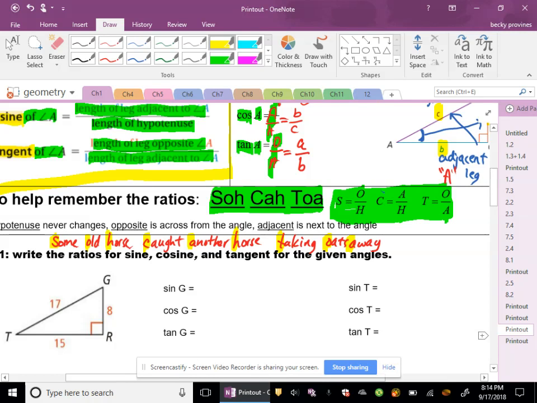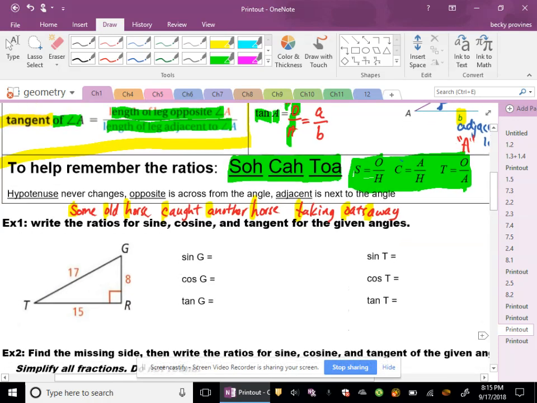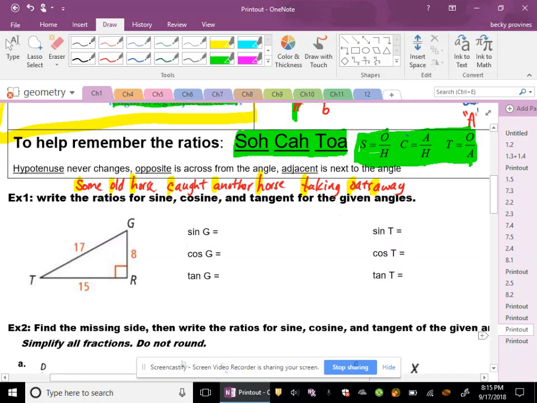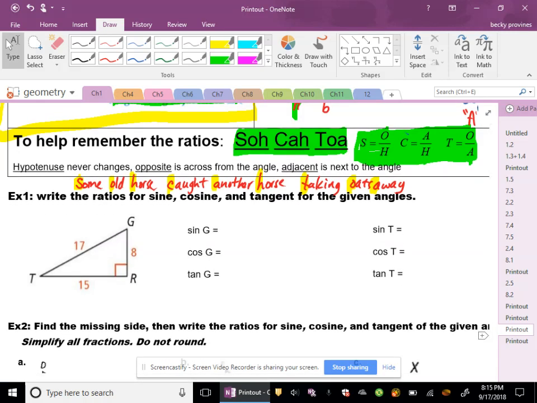Now, I would suggest either making up something that's your own. I know Mr. Holicky, he has some funny ones that he likes to make up. So just make up something funny that has those as the first letter of each word. And I will continue to remind you how to do this as we go along. So let's do the first official question. This will make much more sense as we go.